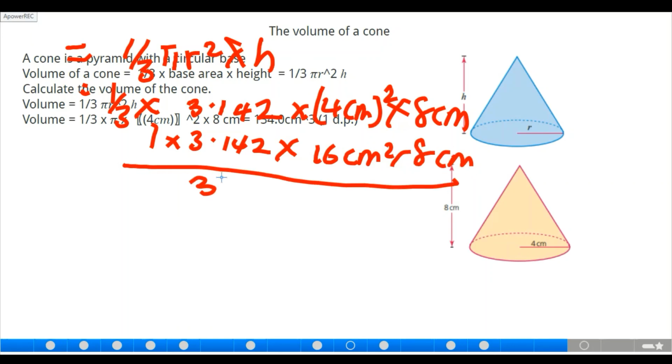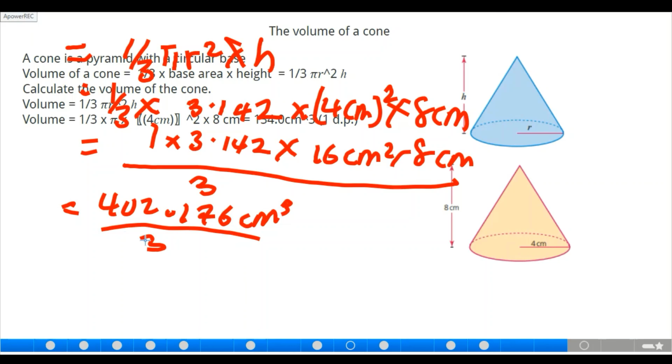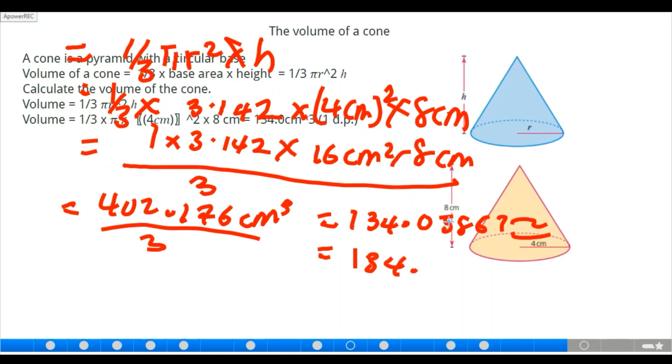So if we have that, we have 3.142 multiplied by 16 multiplied by 8 to give us 402.176 centimeters cubed divided by 3. So dividing that by 3, we have an answer of 134.05867. If you want to approximate that to one decimal place, the 5 turns to 1, so we have 134.1 centimeters cubed, and that gives us the solution to that given problem.